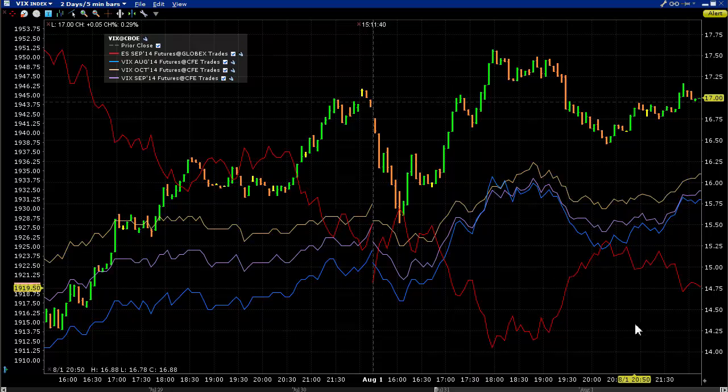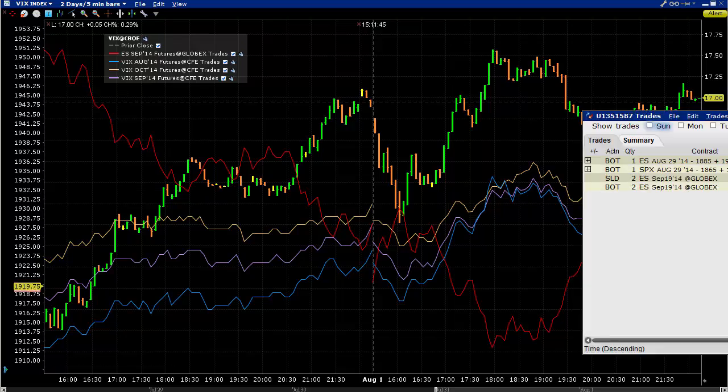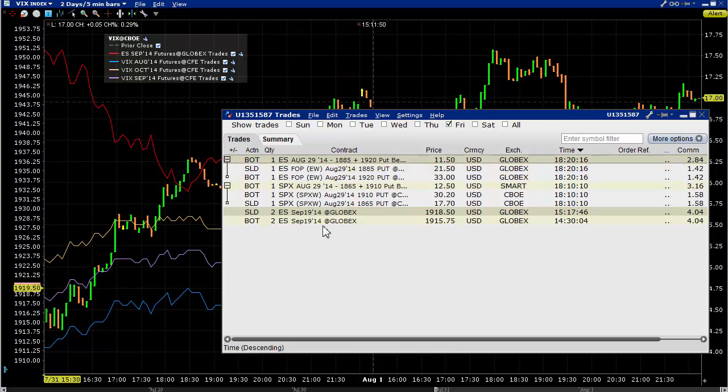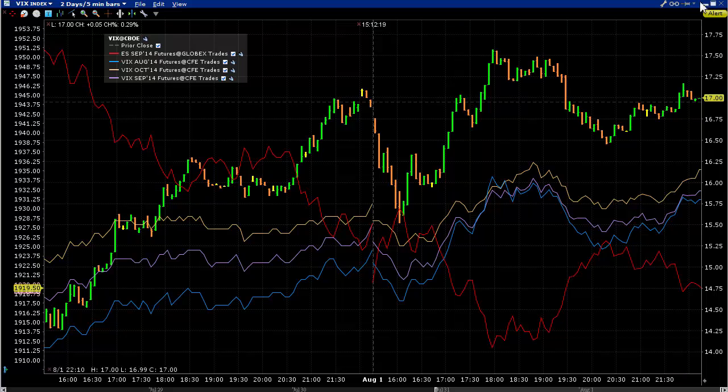But let's take a look at our trades. I had quite a few trades I did today. Well, I guess not as many as yesterday, but so here's the futures that I bought at 1915, sold at 1918, so made $275 minus commissions. Then I added a few positions to my SPX and ES trade. I did some put debit spreads on both of them to kind of flatten it out and keep the theta going. So let's take a look at those.